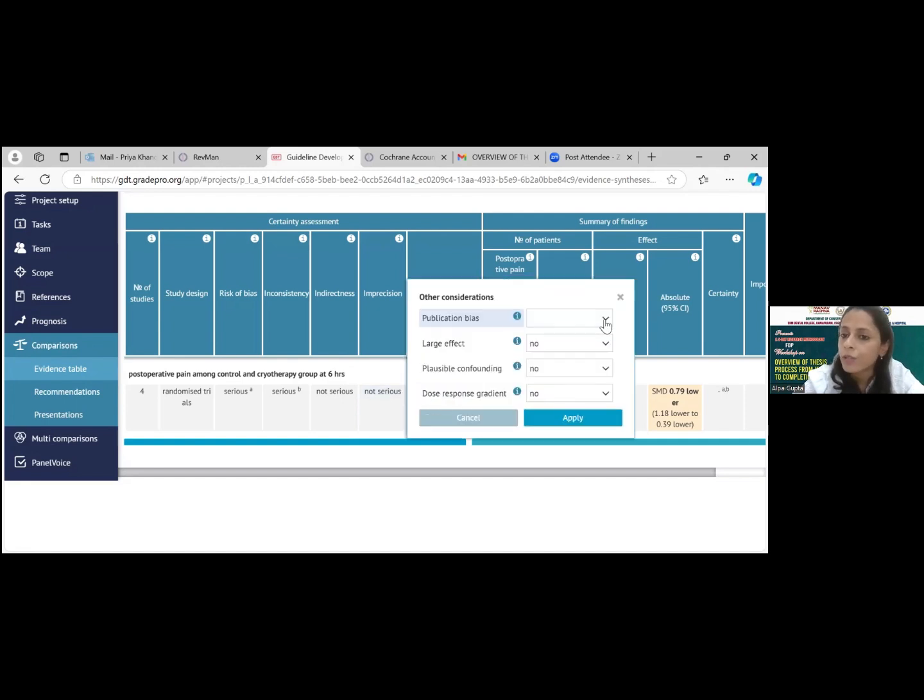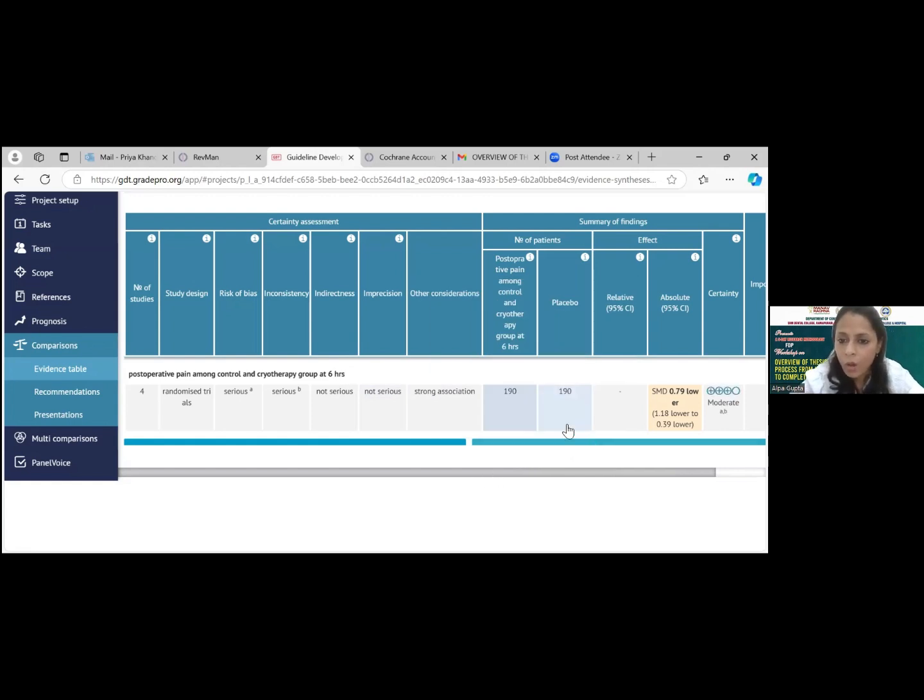Other consideration which has to be taken into account is publication bias. It was undetected in the study. Effect size was large. Plausible confounding factors were undetected, so no plausible confounding factor, and it was not a dose gradient response study. You have to apply this. So now you got your quality of evidence as moderate, and you have to give the grading to your outcome. Since the post-operative pain was important in this study, you have to give a rating of critical.